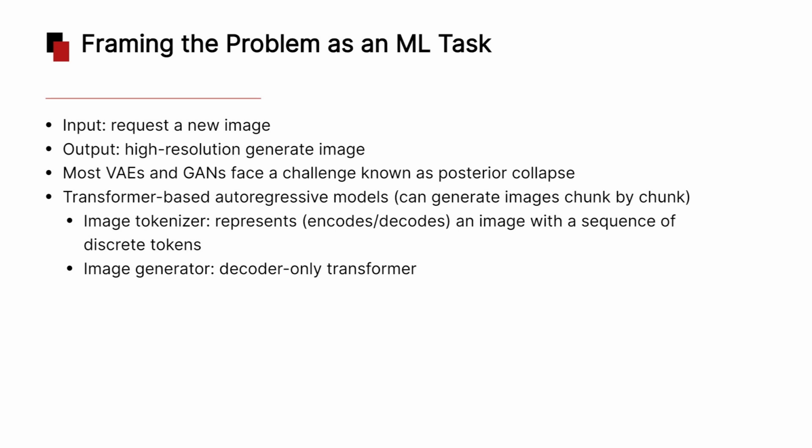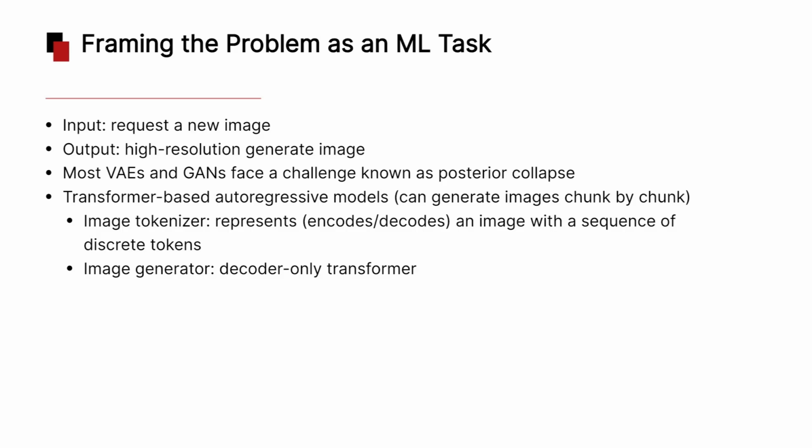This system is designed to generate high-resolution images based on a user's request. The input is a prompt or specification describing the desired image, and the output is a high-quality, detailed, synthesized image. Traditional generative models like variational autoencoders, VAEs, and generative adversarial networks, GANs, have been foundational in image generation. However, they often struggle with a phenomenon called posterior collapse, especially in VAEs, where the model ignores the latent variables and the learned representation becomes ineffective. This results in lower image diversity and quality, particularly when scaling up to high-resolution images.